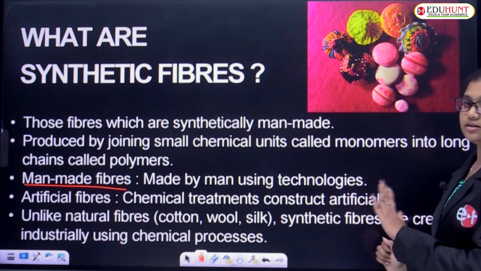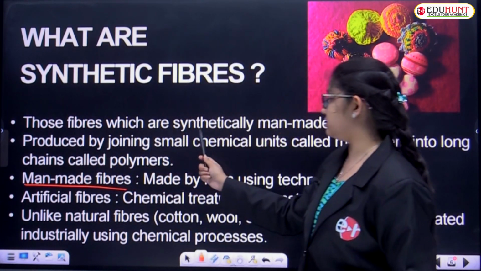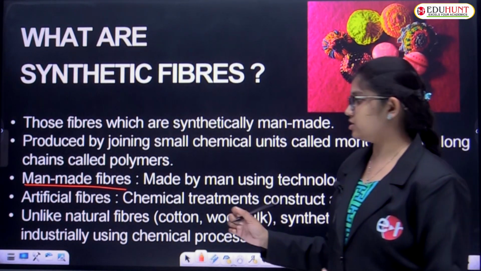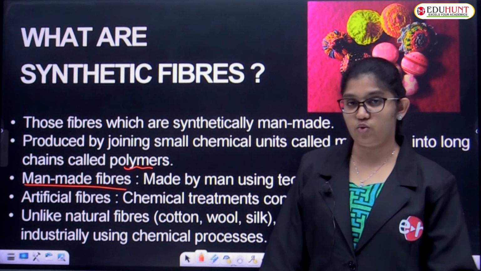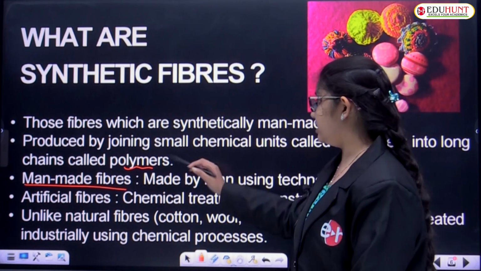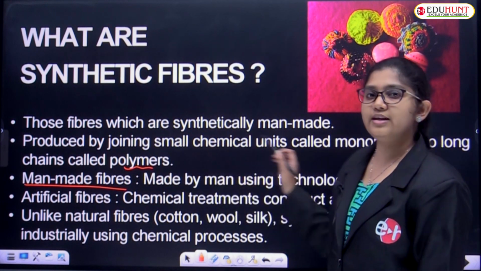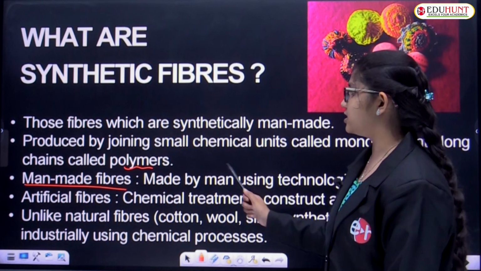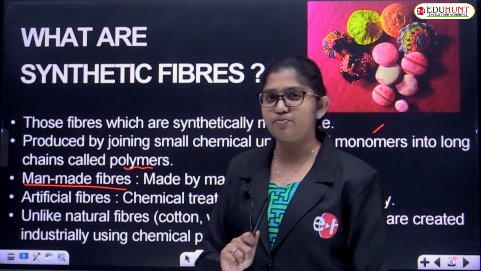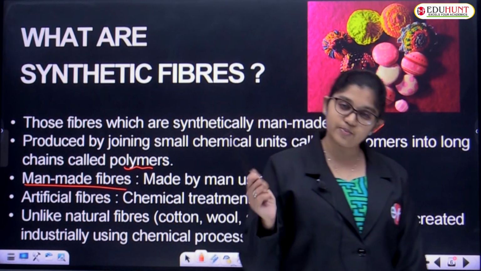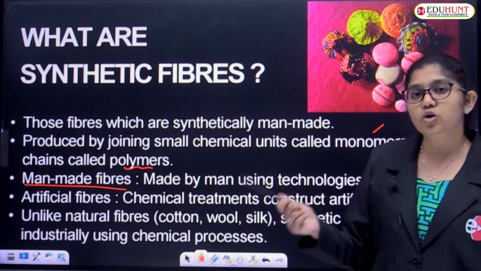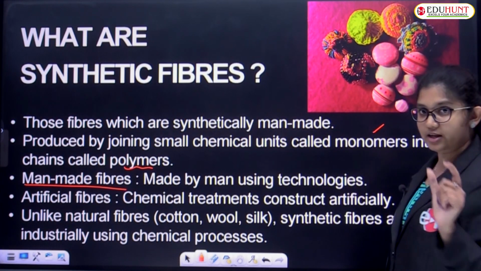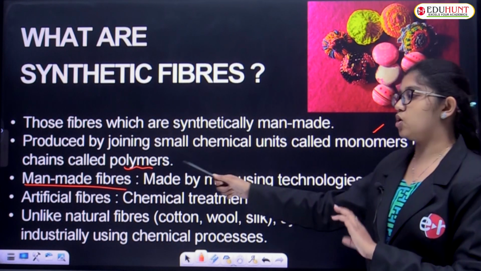Synthetic fibers are man-made and produced by joining small chemical units called monomers into long chains called polymers. You know what is a polymer? In the previous video you already watched what is a polymer and how it is processed. A polymer is combined from many small monomers grouped and linked together. So that is all about which process? Yes, polymerization. Polymerization is the chemical process of linking monomers to form polymers.